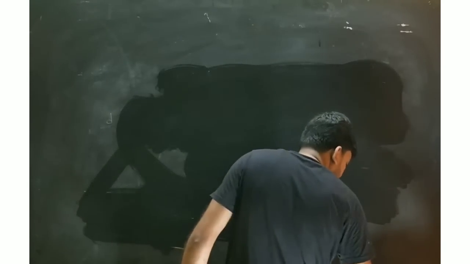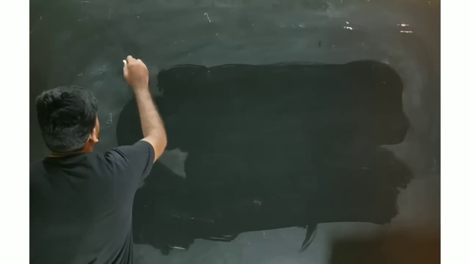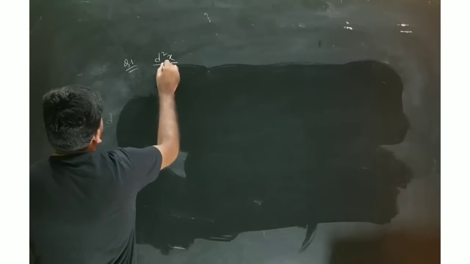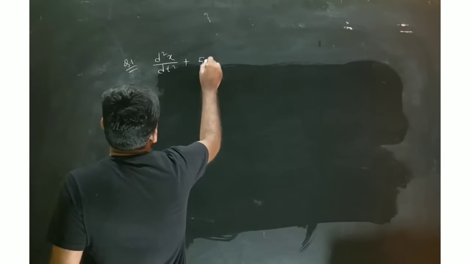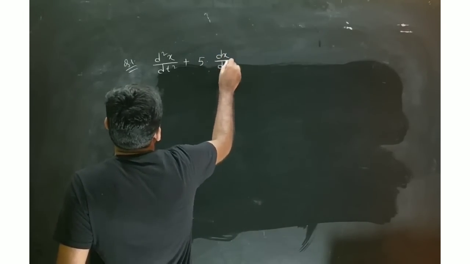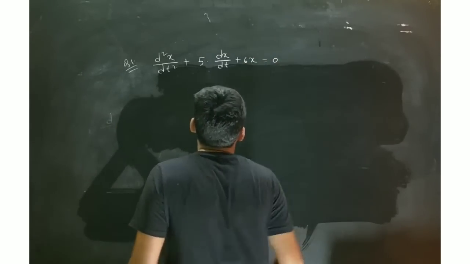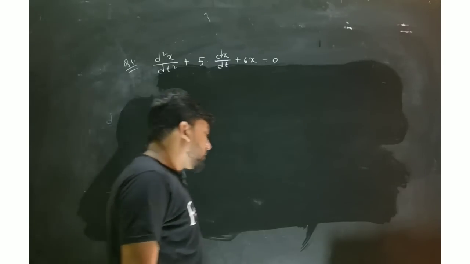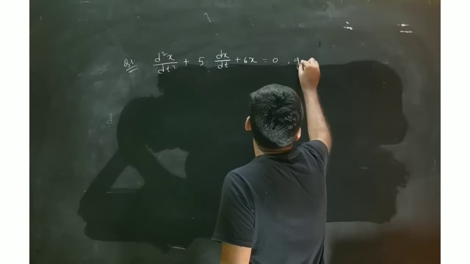So our first problem is d2x/dt2 plus 5 into dx/dt plus 6x equal to 0. So this is the differential equation. What we have to solve? We have to solve for x, and there are boundary conditions from which you can find the constants also.